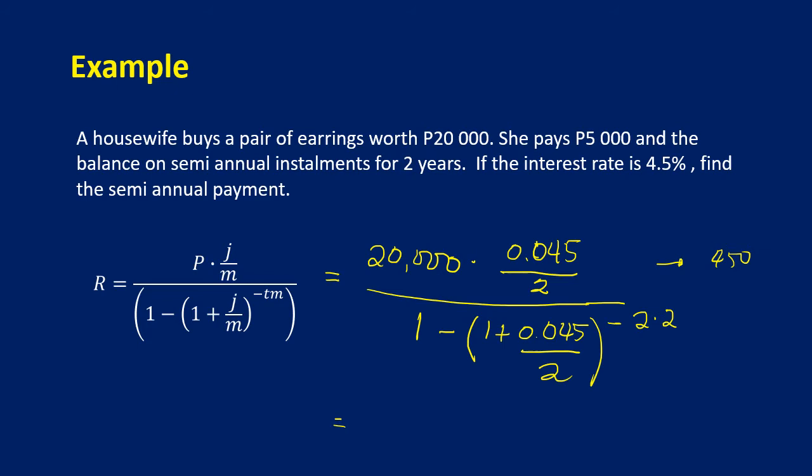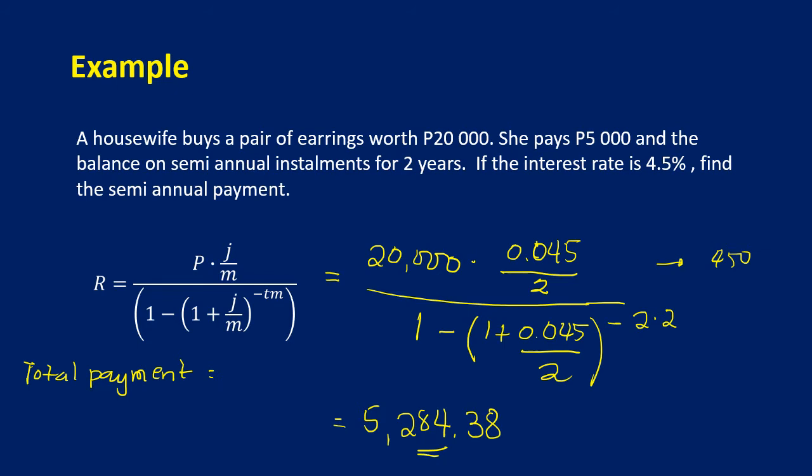The answer is 5,284.38. Okay. So that means how much interest did she pay? Because she paid, what was her total payment? Total payment was, you have four payments of 5,284.38, right?